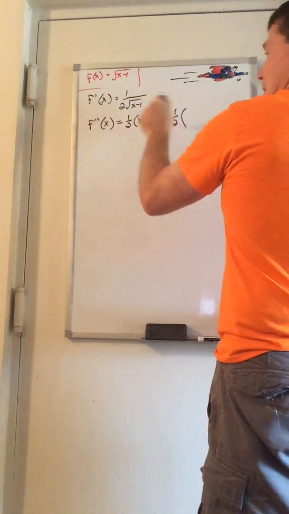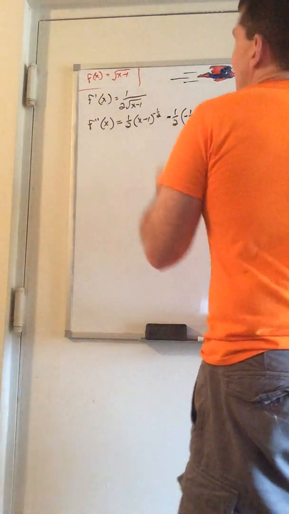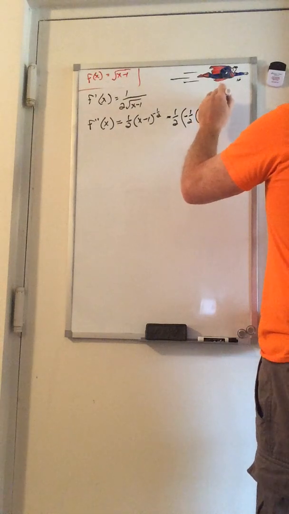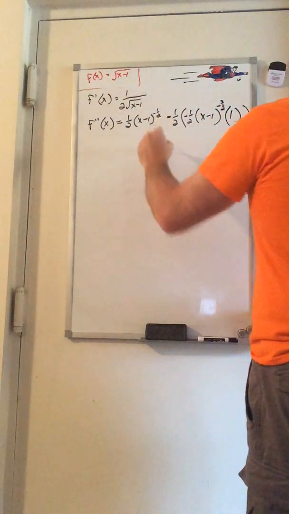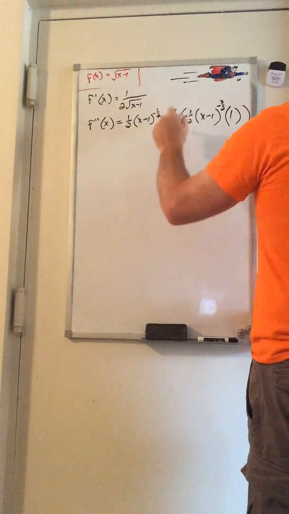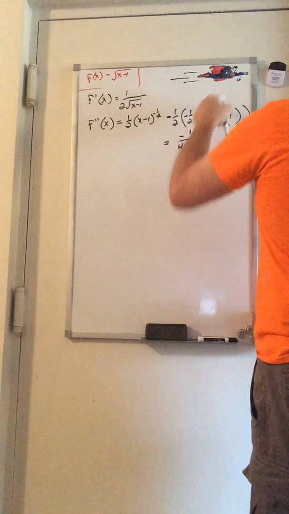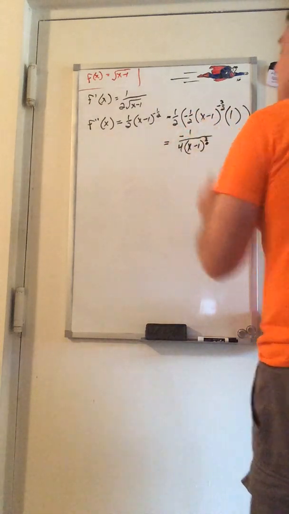Chain rule. Bring down the negative 1/2. The inside stays the same. Lower the power by 1, negative 1/2 minus 1 is negative 3/2, times the derivative of the inside, which is 1. And if I write it all out, there's a negative. 2 times 2 is 4. Negative exponent means it's x minus 1 to the 3/2 on the bottom.